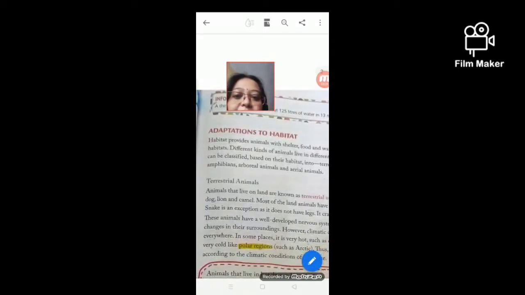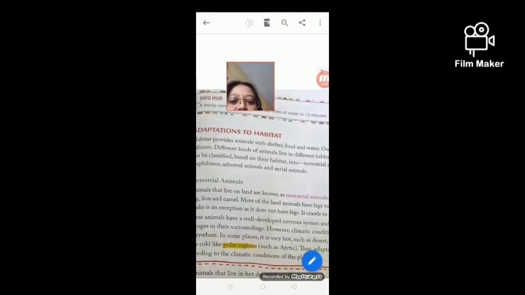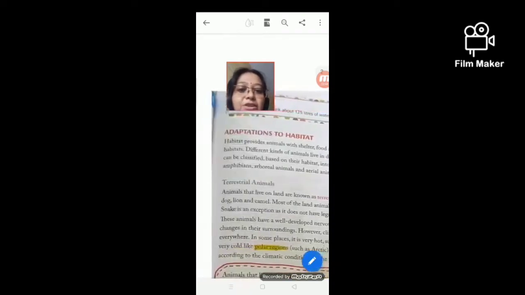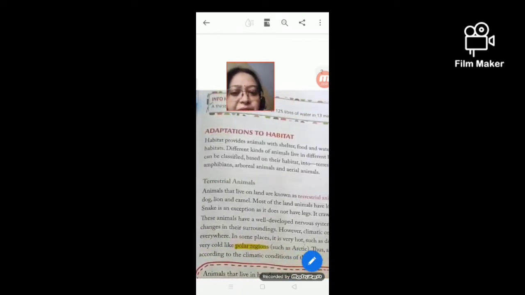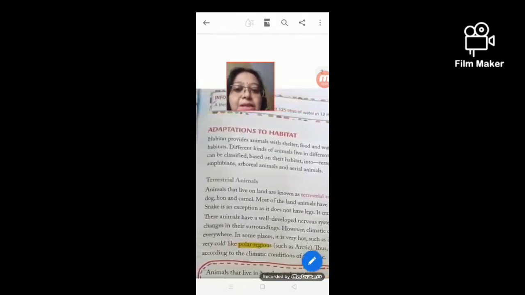Now, see adaptations to habitat. Habitat provides animals with shelter, food and water. Our earth has a variety of habitats. Different kinds of animals live in different habitats. Therefore, animals can be classified based on their habitat.